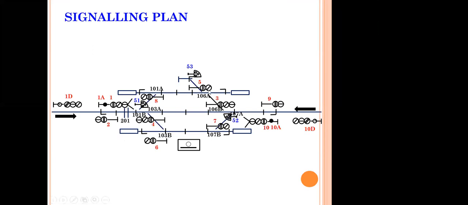So there are four main points and crossings. They are called crossover points, and there is one siding crossover point here, which will be working with the locally operated point, which we will be learning in our detailed course.